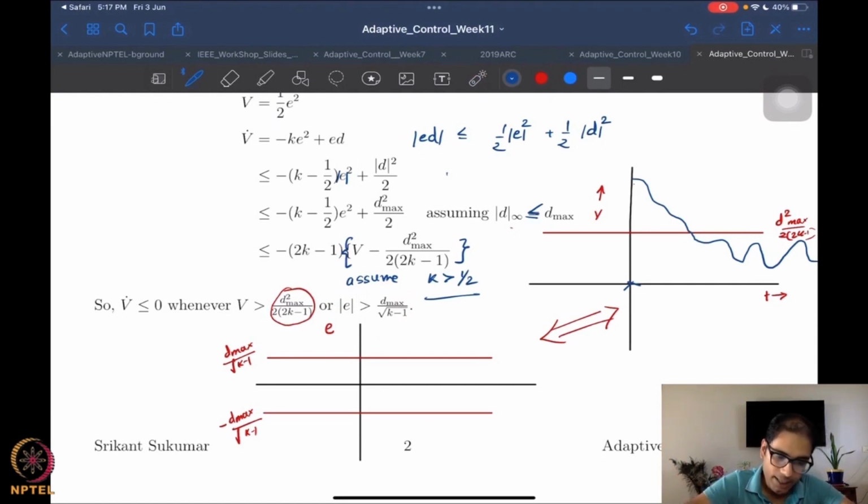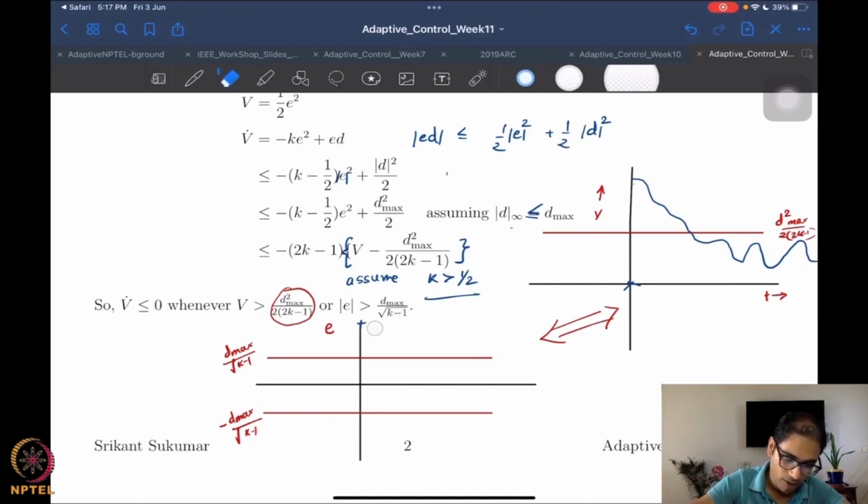So if I start outside, the fact that v started above d squared max by 2k minus 1 does not tell us whether e started positive or negative, because v is e squared by 2. So this could mean that e started here, or it could also mean that e started here. But let us assume that e did start here. It doesn't matter. If v is decreasing, e square is decreasing, which means e has to decrease.